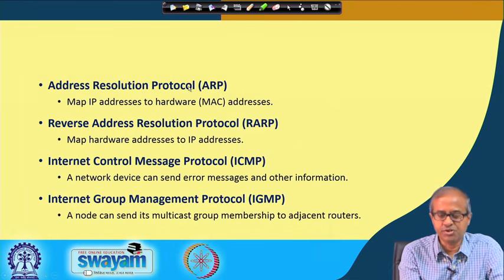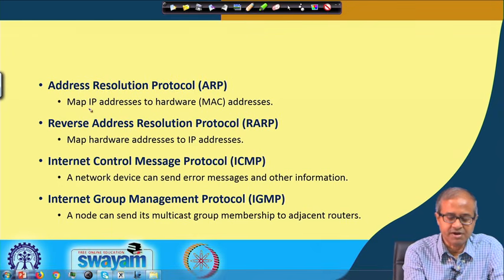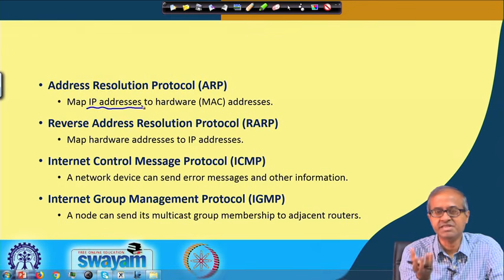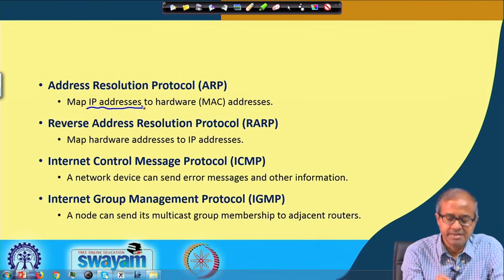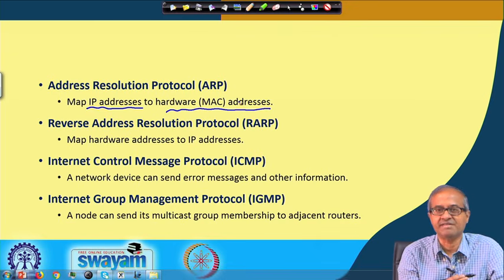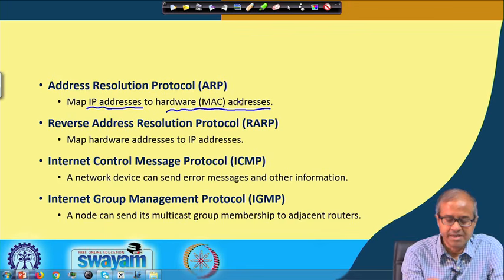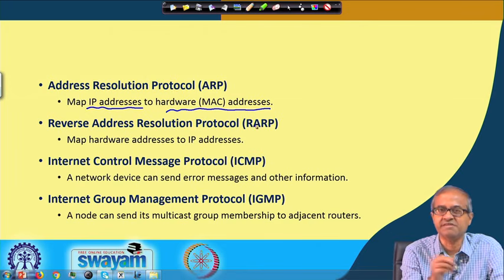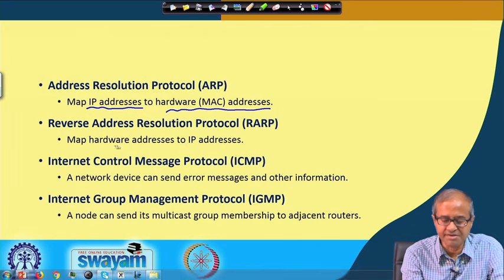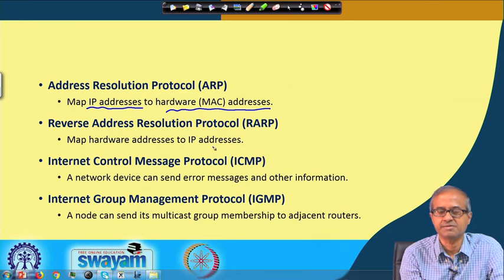This address resolution protocol or ARP is basically used to convert the IP address. Each computer will have an IP address. This IP address is converted to a hardware address, which is called a MAC address. MAC address is referred to as a hardware address. The reverse address resolution protocol or RARP does the reverse. It converts the MAC address or hardware address to an IP address.